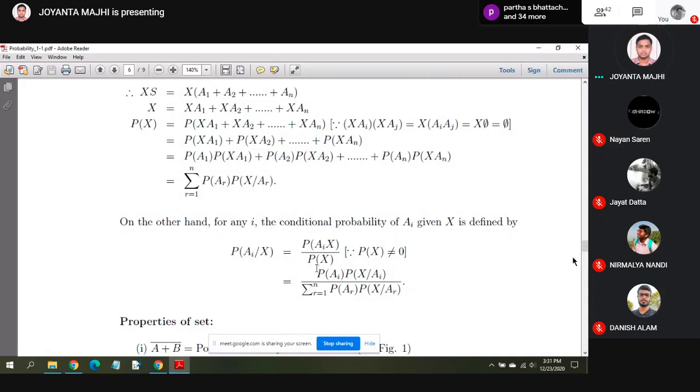And as we already calculated, probability of x is equal to the summation of this expression. Therefore, it has proved what I wanted to, the Bayes theorem. Probability of A_i by x is equal to probability of A_i into probability of x by A_i, divided by the summation of this expression, probability of x. Is it okay? The proof?